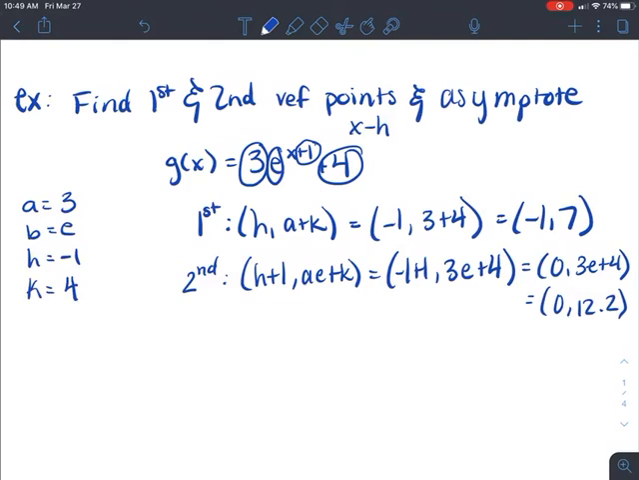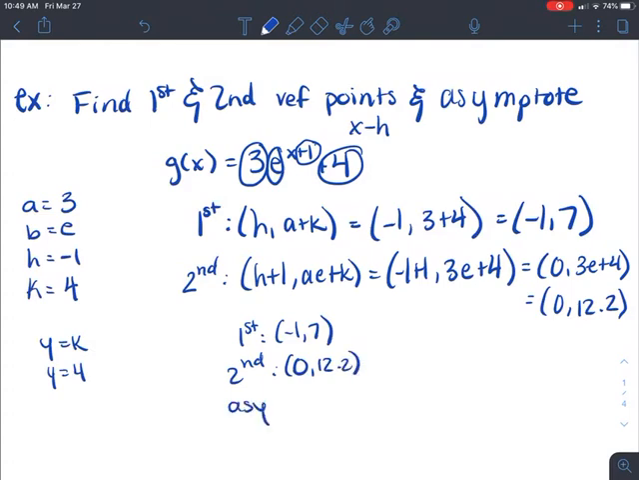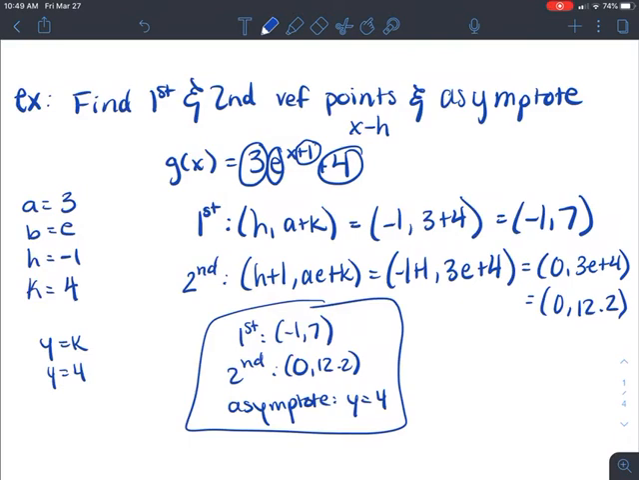Then my asymptote is y equals k, so that gives me y equals 4. So my first reference point is (-1, 7). My second is (0, 12.2). And my asymptote is y equals 4. Okay, so that's the first example.